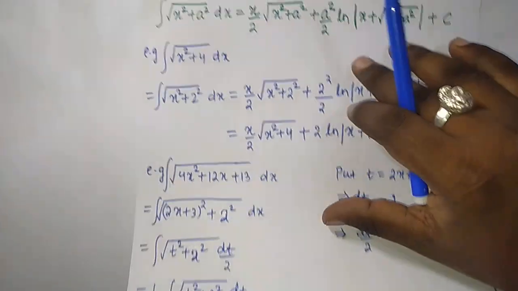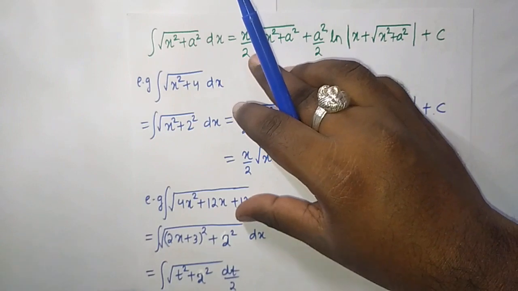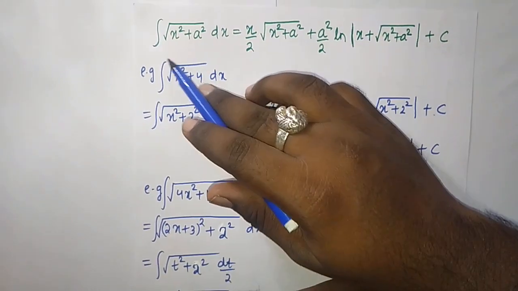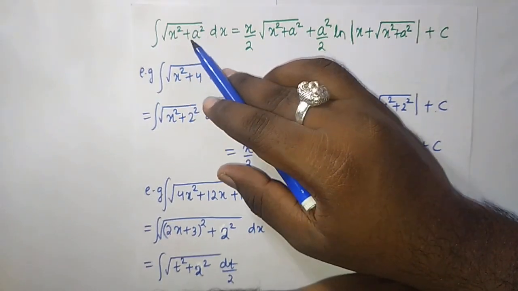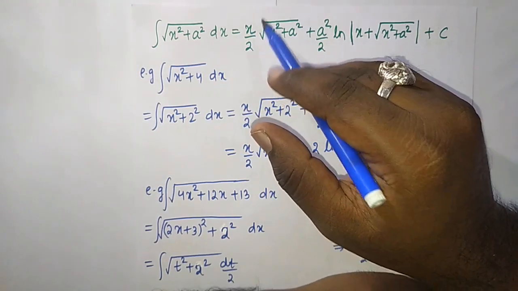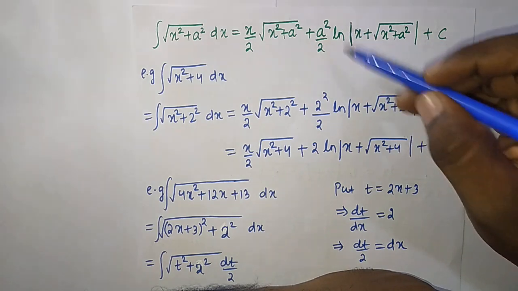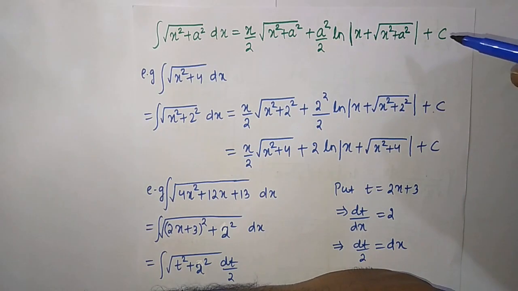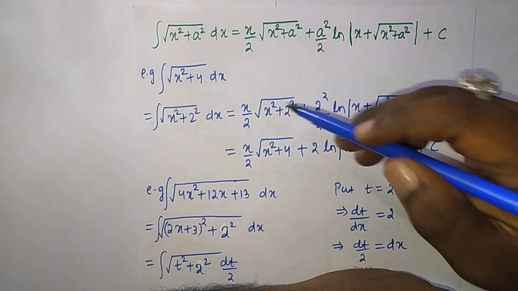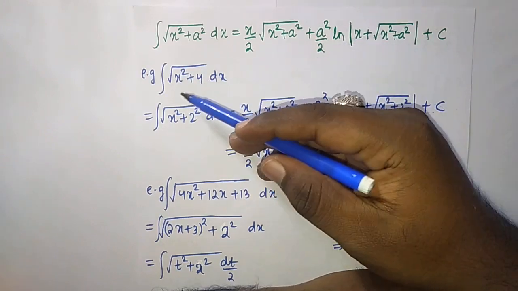Next we will discuss this form. See here, integration of root of x square plus a square is equal to x by 2 root of x square plus a square plus a square by 2 ln modulus of x plus root of x square plus a square. Now one example I have given here.